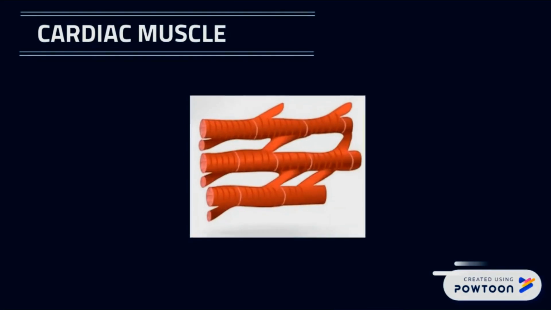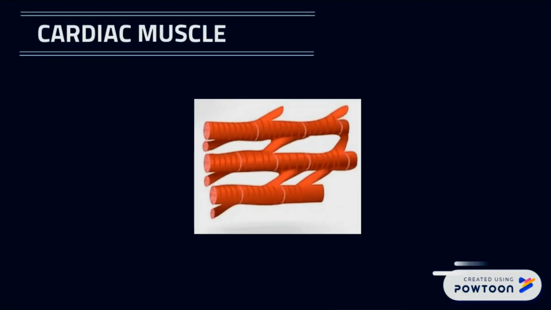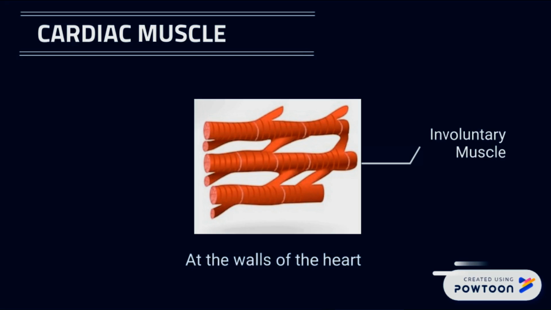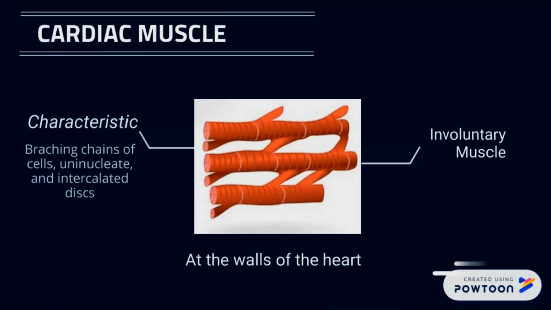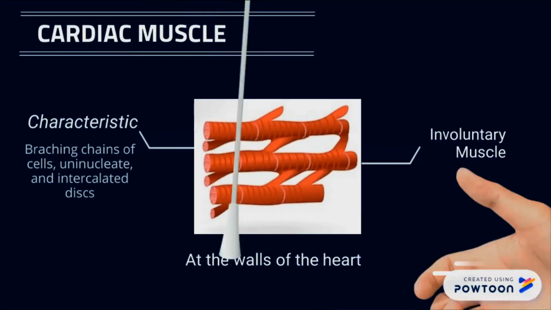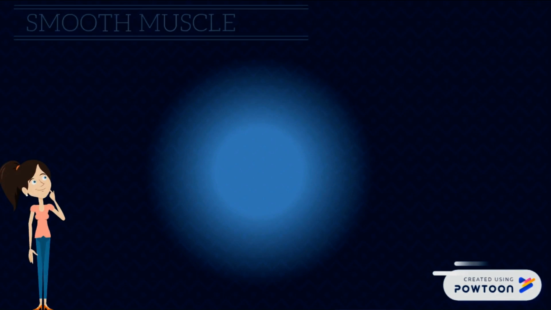The second one is cardiac muscle. This muscle is involuntary muscle because we cannot control our next heartbeat. It happens automatically. As the name says, this muscle forms the walls of the heart. The cardiac muscle looks like branching chains of cells, uninucleate and interconnected.